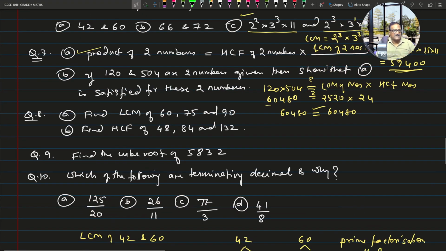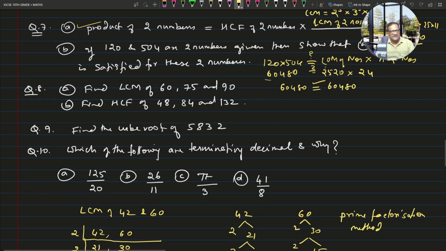This was question number 8, the A part. Okay, now question number 8, B part is find the HCF of 48, 84, and 132. Okay, 48, 84, and 132.